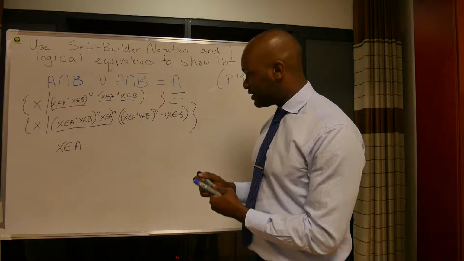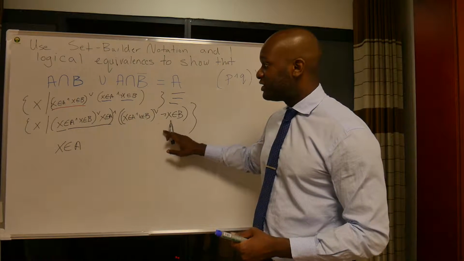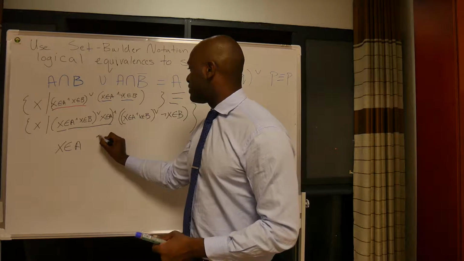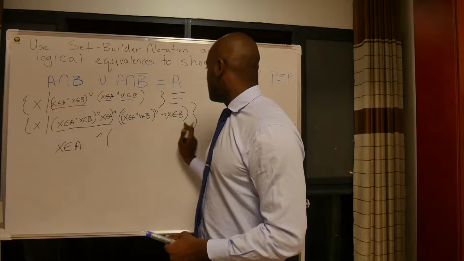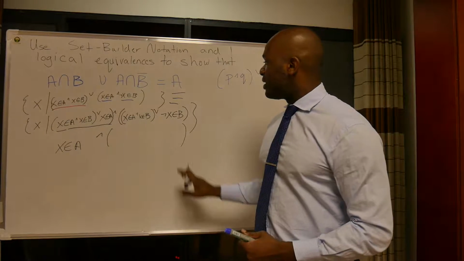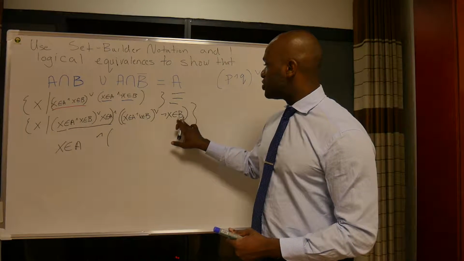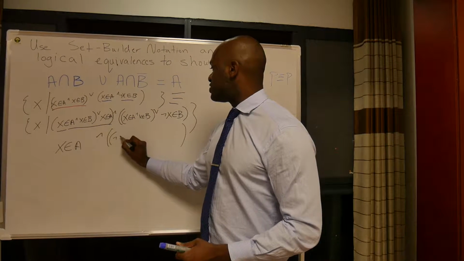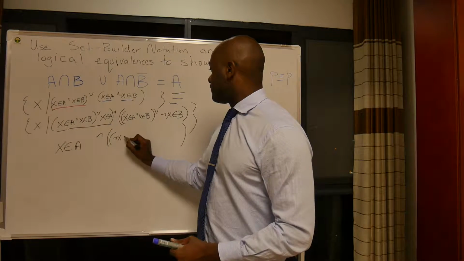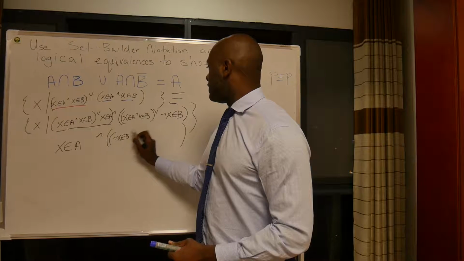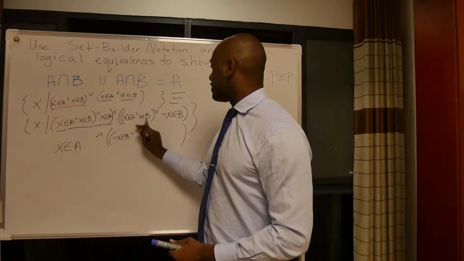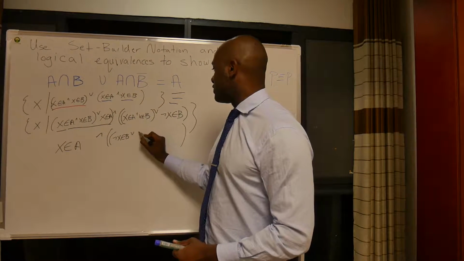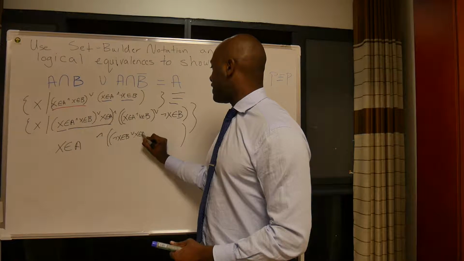Alright, now that we have this part, let's work on the right side of this conjunction. So we're going to drop down our conjunction symbol, and we're going to work on this part. I'm going to distribute this proposition across this one and this one. So we're going to get the negation of X belongs to B, or, and then distribute it across this one first, X belongs to A.